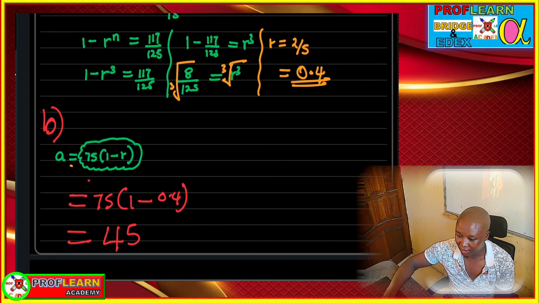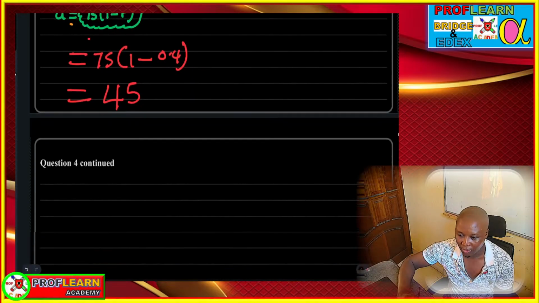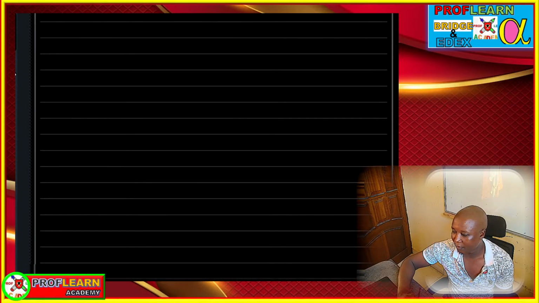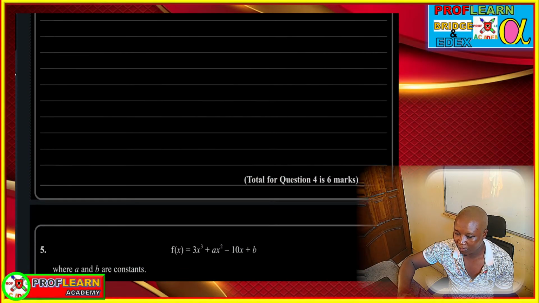And in this case we have learned how to use sum to infinity and also sum of terms in a geometric sequence. Going down so that we can also see question 5, what we are supposed to do.